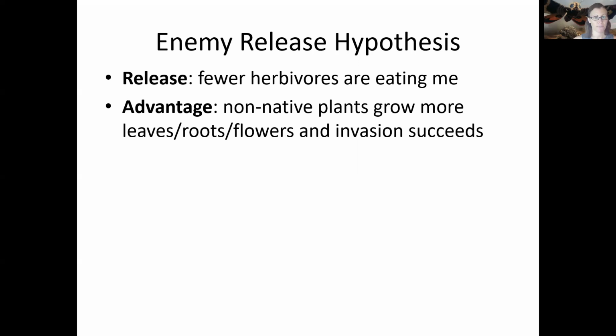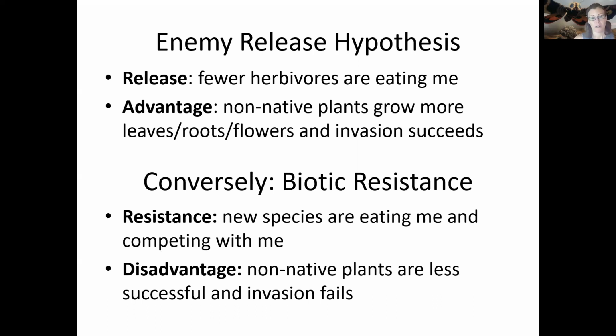and thereby be more competitive and more successful in your non-native range. So there's a counter to this, right? So this might favor some species. Conversely, there might be biotic resistance, which is basically you get introduced to a new range, and the new herbivores and new predators in that region are like, oh, there's a tasty snack that I've never sampled before. They go and eat you, and so you're unsuccessful at establishing and colonizing a new range.